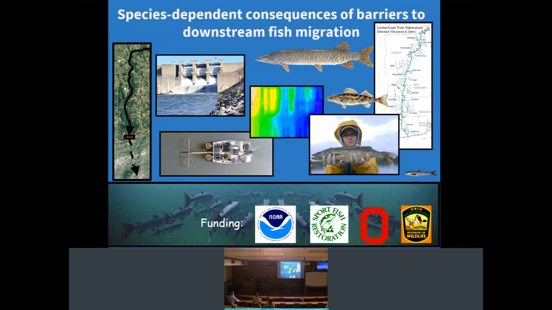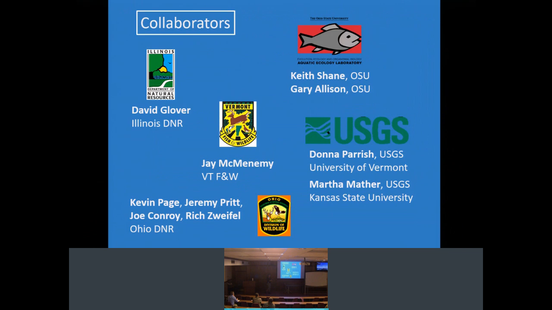So I want to start by crediting my collaborators. David Glover and Gary Allison are postdocs, were postdocs. David's now at Illinois DNR. Keith Shane, my incredible master's student who's graduated now, who did the stuff that I'm going to say I and we about on the first half of the talk. Agency biologists from Vermont and Ohio. And then my academic collaborators, Donna Parrish and Martha Mather, who are in co-op units at Vermont and Kansas State. Okay. Sorry about the squeaking.